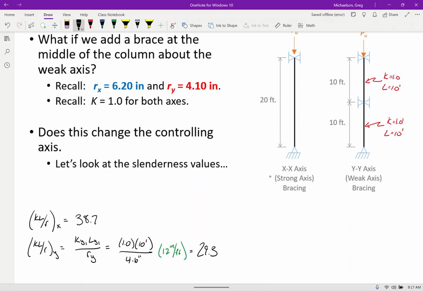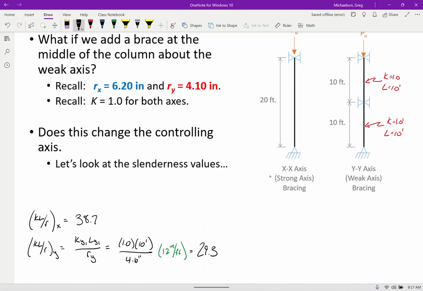So now which way is this column going to buckle? It's going to buckle about its strong axis because it's more slender across the x-axis than it is across the y. What changed? We threw a brace in there. Okay. Did we make the column net stronger by putting in that brace?